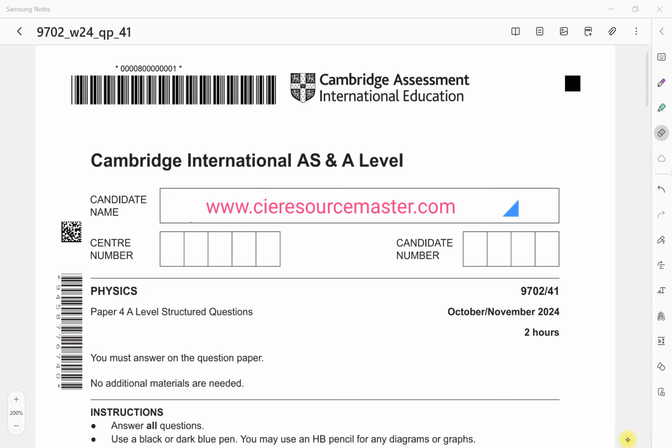Hey guys, my name is IBM and today I've decided to take you through papers. This is paper 4-1, October-November 2024. This is paper 4, A-level structured questions.